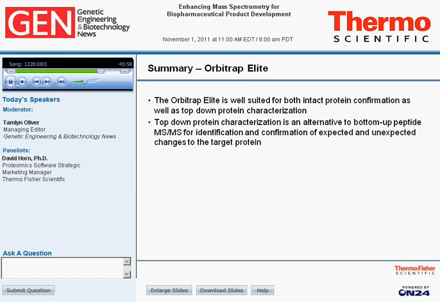So in summary, I only showed one actually intact protein spectrum off the Orbitrap Elite, the antibody, but Orbitrap Elite is well suited for that type of characterization, as well as top-down protein characterization, of course, as well as bottom-up protein characterization. It's a terrific instrument for proteomics type of analysis. Next slide, please.